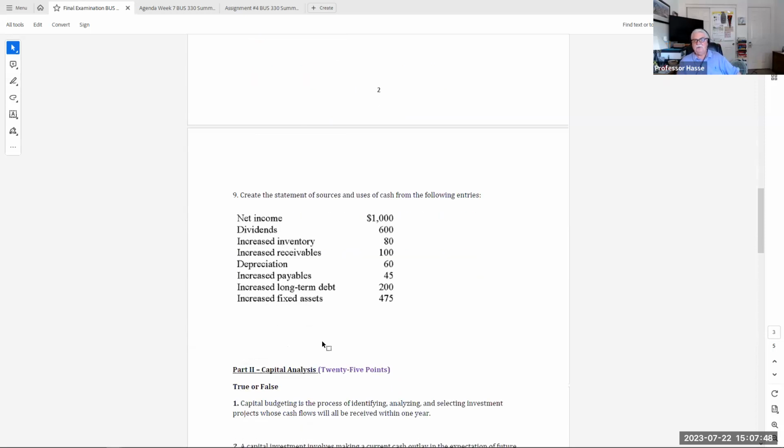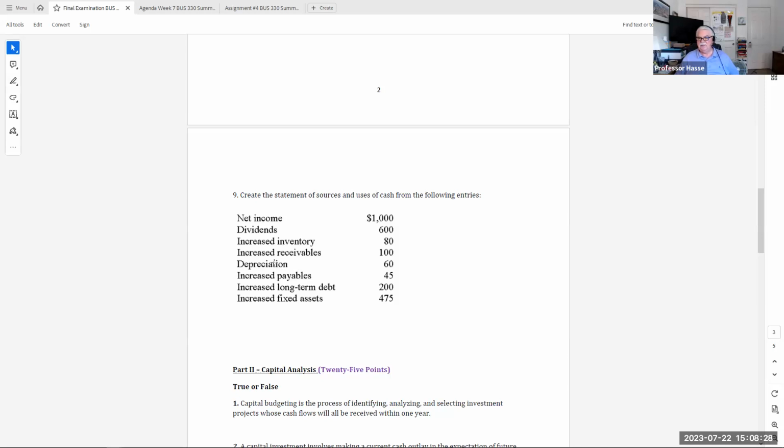This is one that requires you to put on your thinking caps. Of these listed accounts: net income, dividends, an increase in inventory, an increase in receivables, depreciation, increase in payables, increase in long-term debt, increase in fixed assets. Which of these are cash coming in? Which of these are cash going out? Give me a list of the statement of sources and uses.